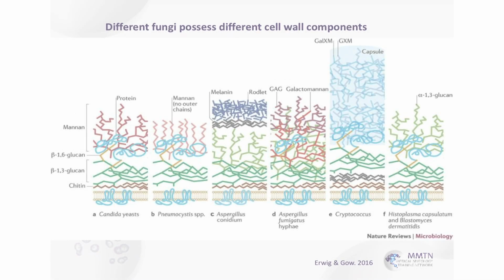I think I'm going to finish with this cell wall structure. Scientists use it not only for detection and monitoring, but also for the drug target. Beta-glucan is here, 1,3 beta-glucan. Galactomannan for Aspergillus. So you can see the different colors of the cell wall structure.